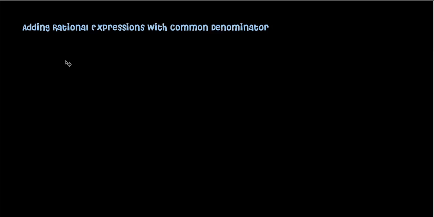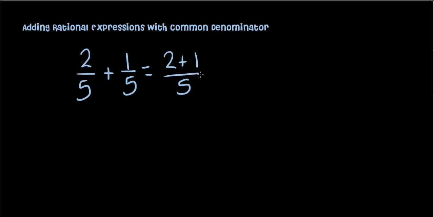Let's start by adding the regular fractions that you know with a common denominator. So let's say that you have 2 over 5 plus 1 over 5. What do you do? Well, since there is a common denominator, then you just add the numerators. So then you will have 2 plus 1 over 5. That equals 3 over 5.